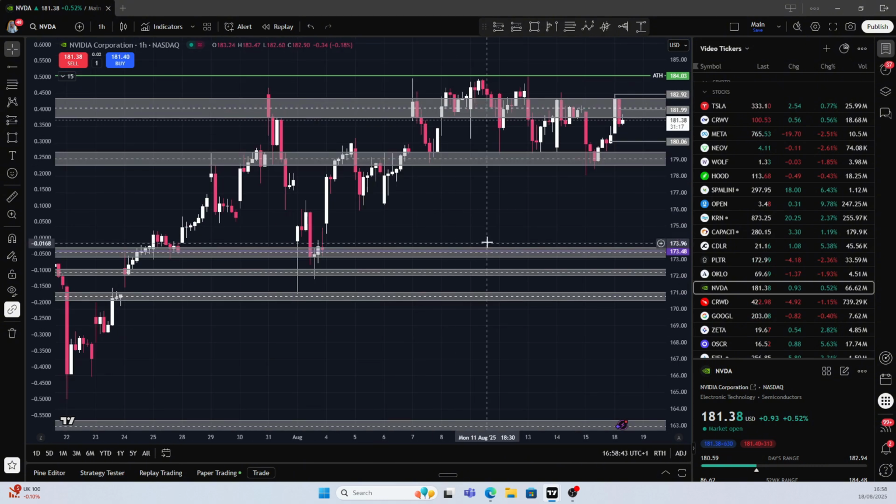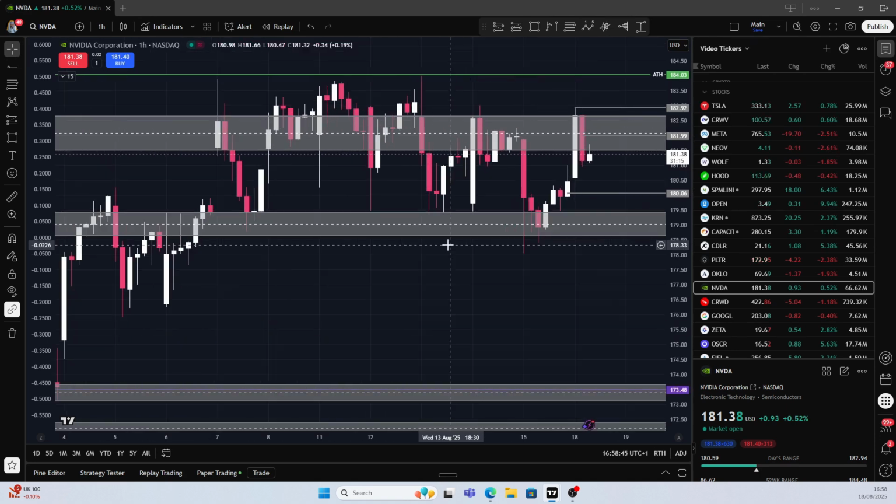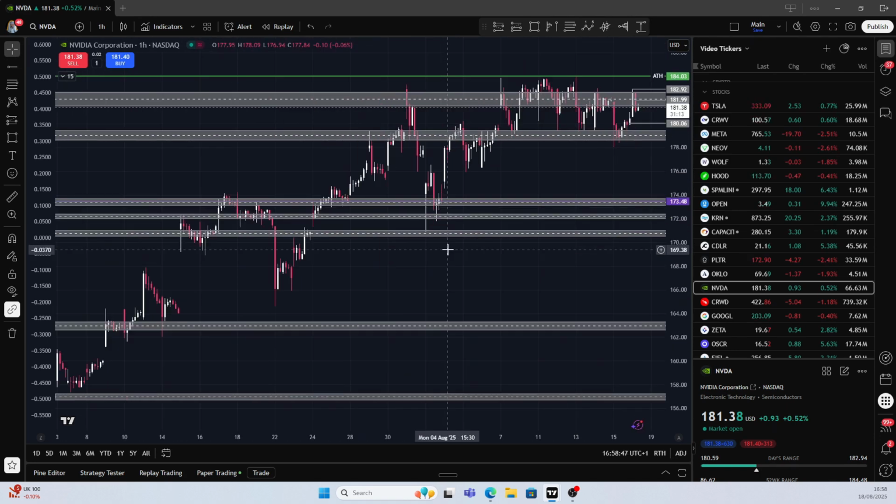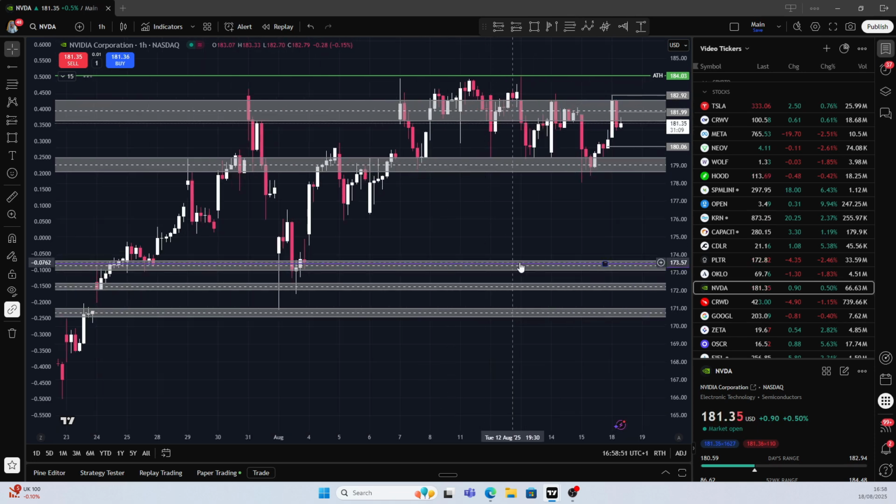So, yeah, a difficult one to trade. Would I be buying at these heights? Probably not. I think you've got better risk reward elsewhere. But yeah, certainly some nice ranges to trade if you're that way inclined.